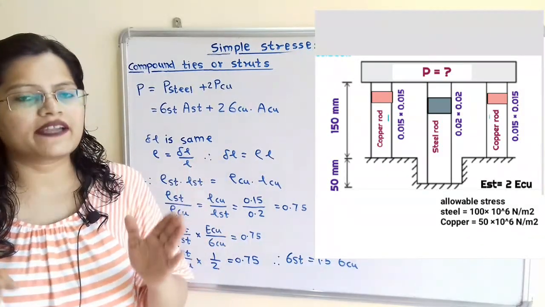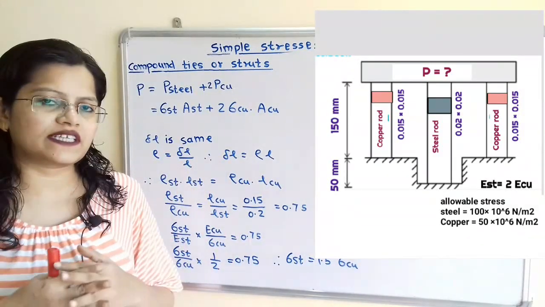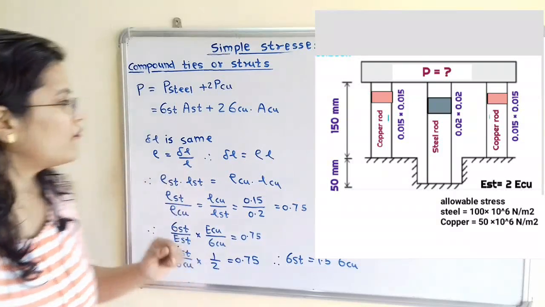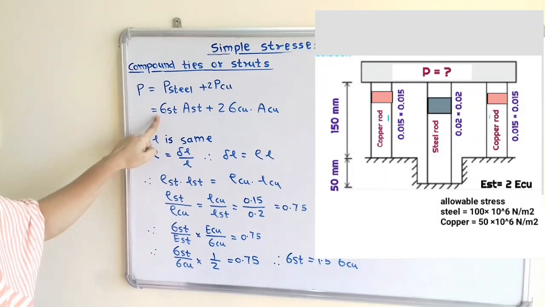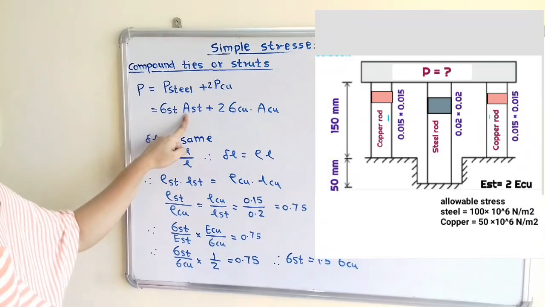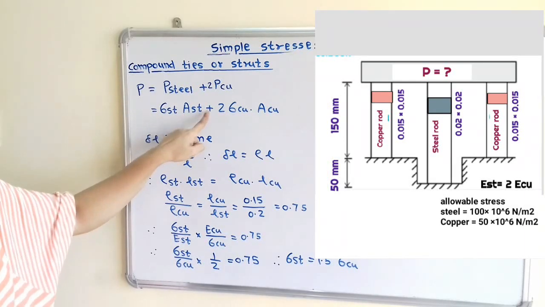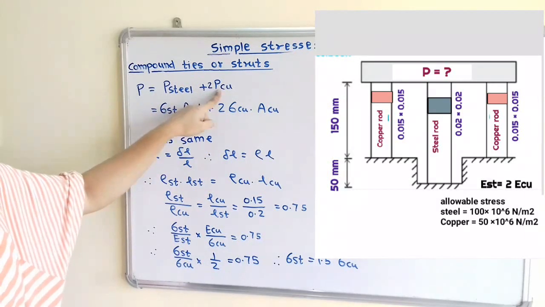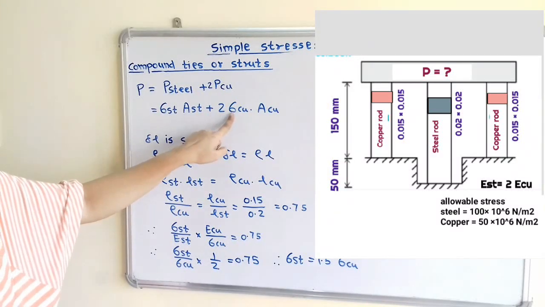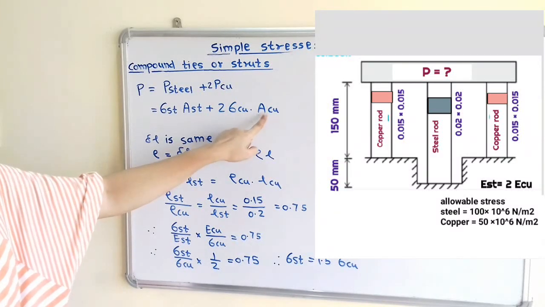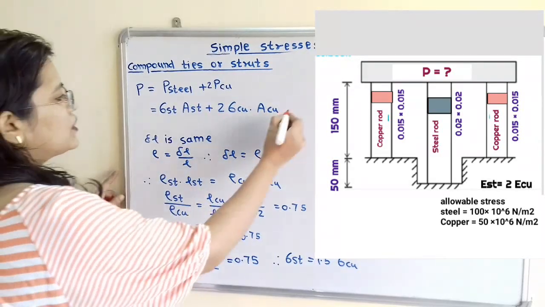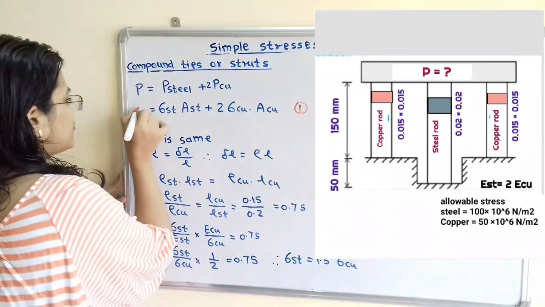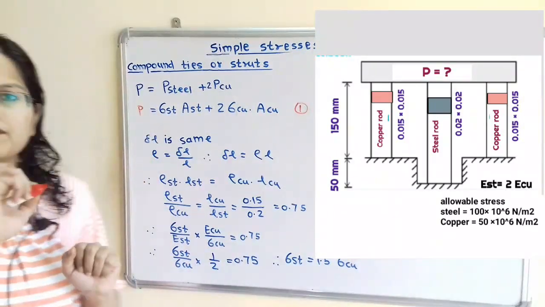Now how to write this load in terms of stress sigma? We have the formula: P steel is stress sigma steel multiplied by cross sectional area of steel rod, plus twice P copper, that is twice sigma copper multiplied by area of copper. We will give this equation number 1. On the left hand side we will write P.